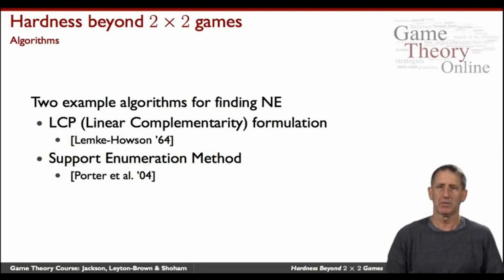On perhaps the other extreme is what is called the support enumeration method, a recent procedure that doesn't have as deep an insight into the structure of the problem. It says simply the following. If you fix the support of the strategies of the players, and the support of the strategy are those actions that are played with non-zero probability, then the problem becomes very easy. You can set it up as a linear program and solve it efficiently.